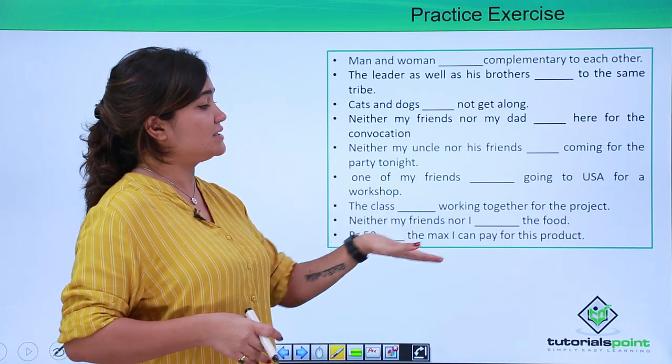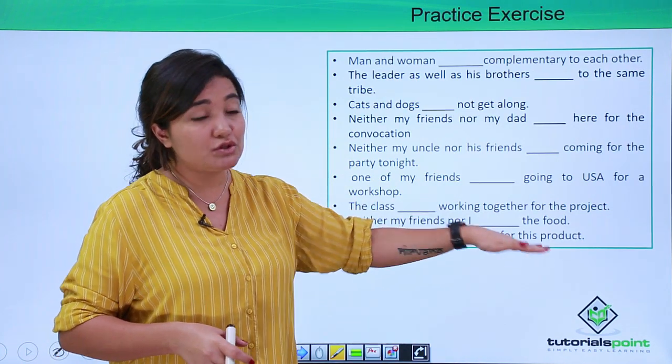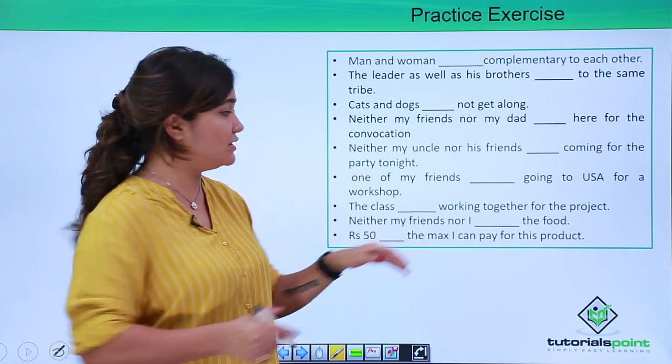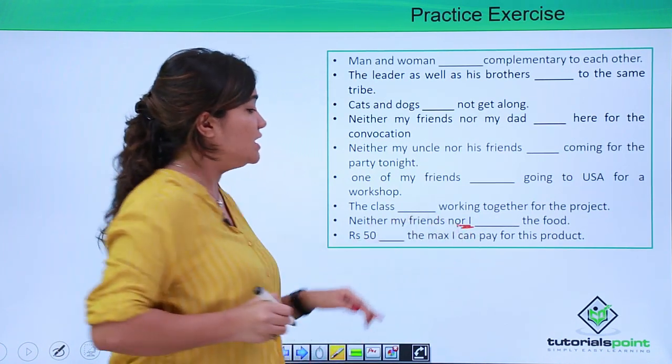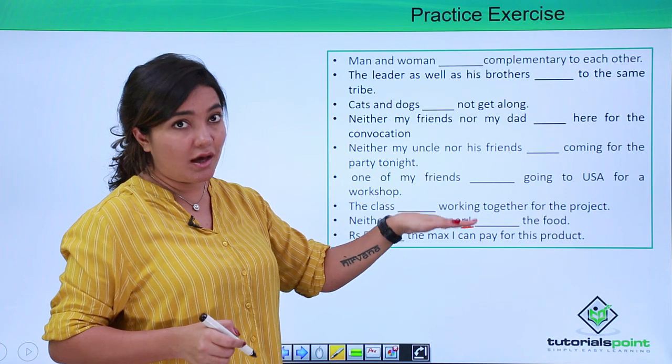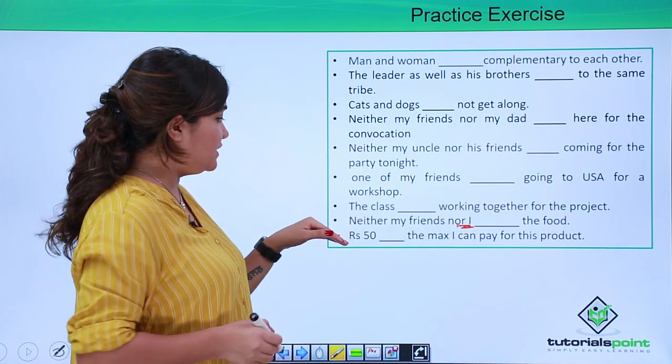Neither my friends nor I dash the food. Which subject has the power position here? This subject, right, which is a singular subject. So here, neither my friends nor I liked the food, right?